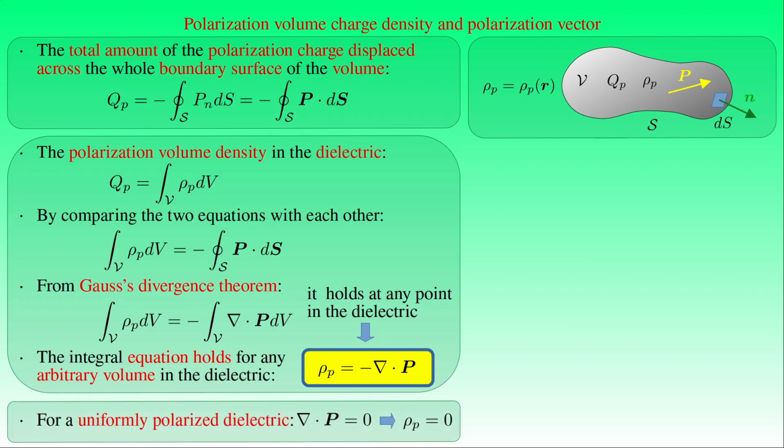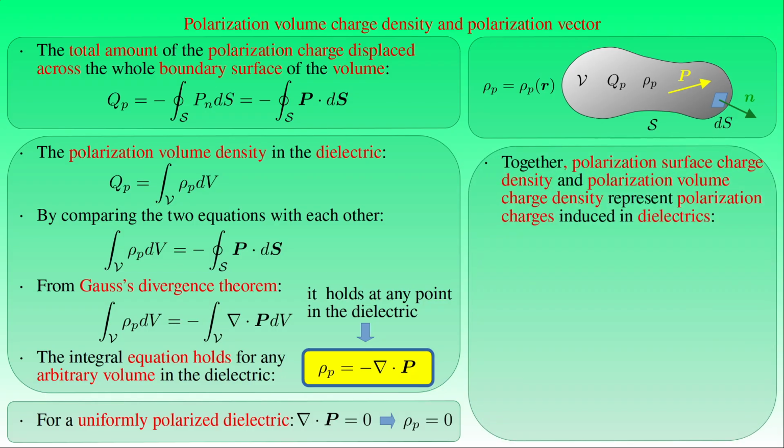For a uniformly polarized dielectric, we immediately see that the divergence of the polarization vanishes and the polarization volume charge density ρP is equal to 0, that is, there is no polarization charge inside the insulating material, as we expected. This result indicates that together, the polarization surface charge density and the polarization volume charge density represent the polarization charges induced in dielectrics. Hence, three equations describe the polarization vector field in an insulating material under the influence of an external electric field.